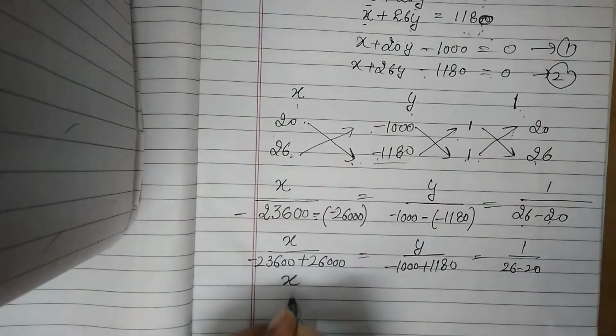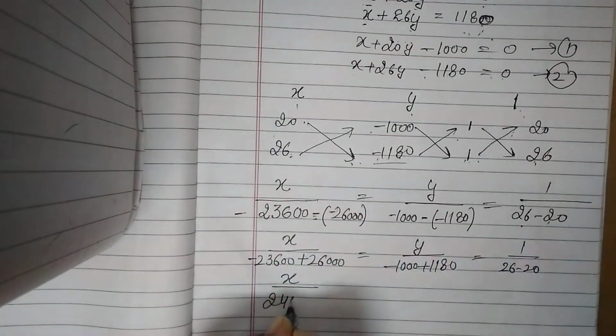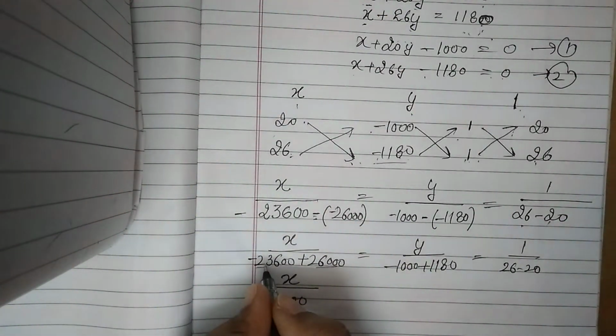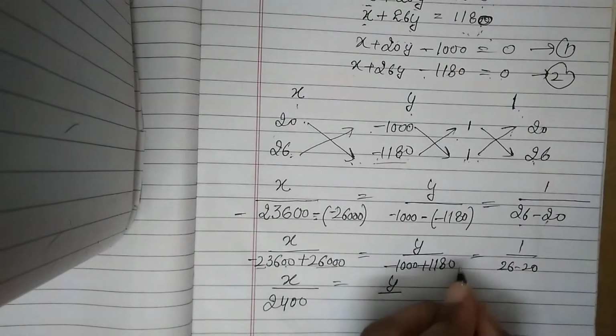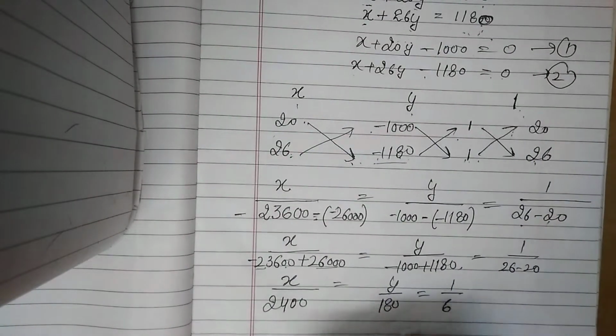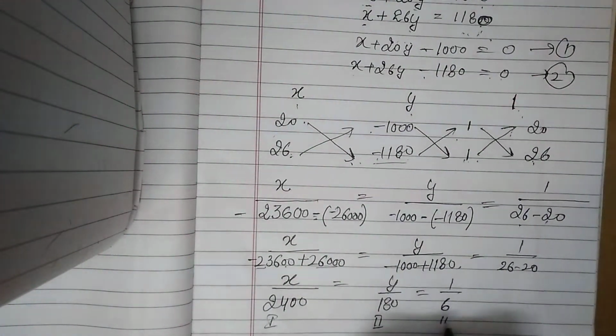X upon 2400, 2600 minus 2300, 1600. Similarly, y upon 180, 1 upon 6. Now this is the first equation, this is the second term, this is the third term.